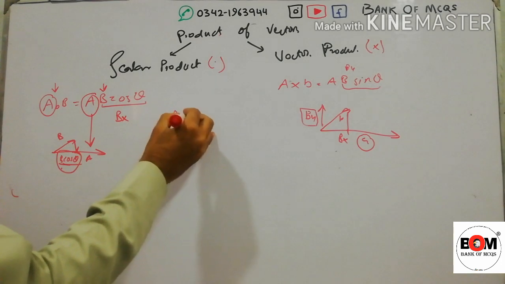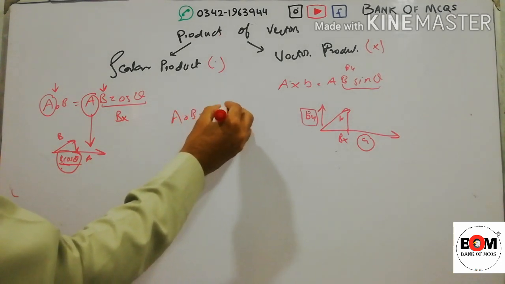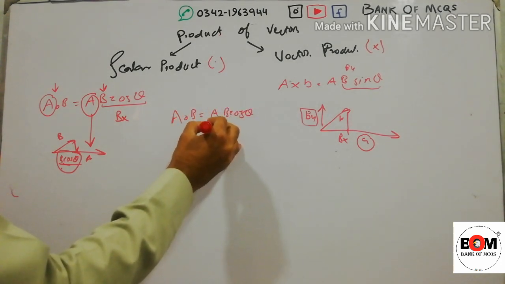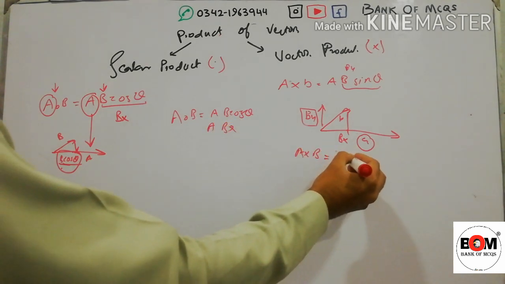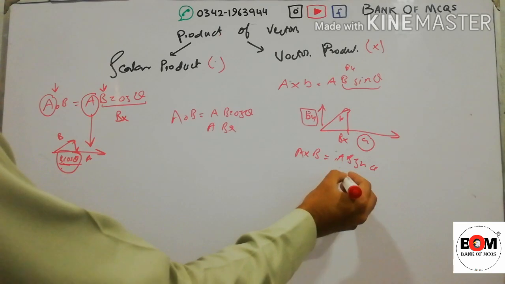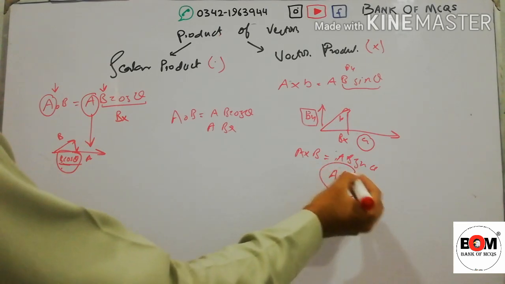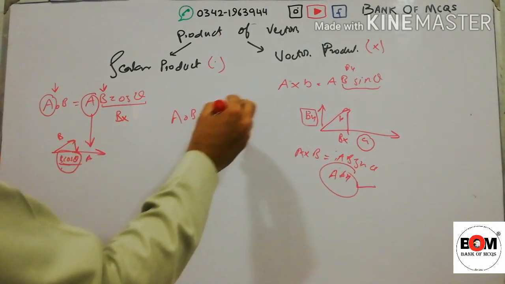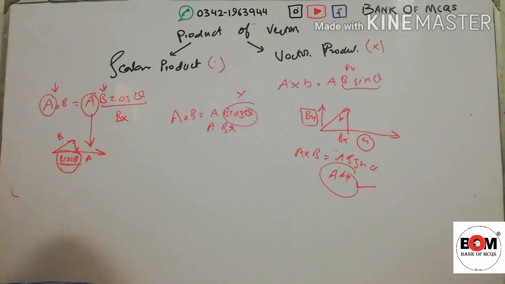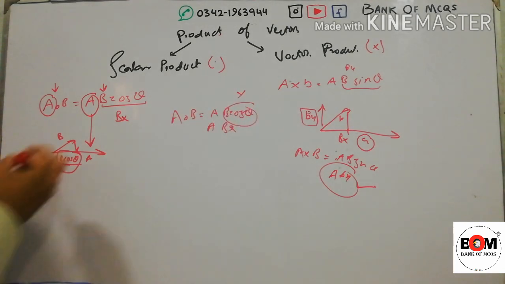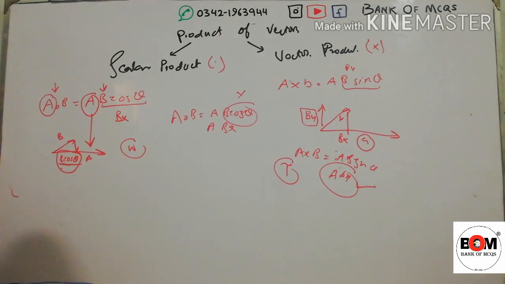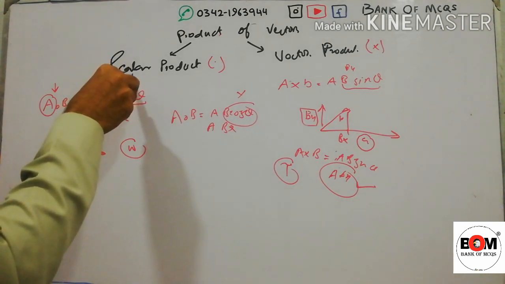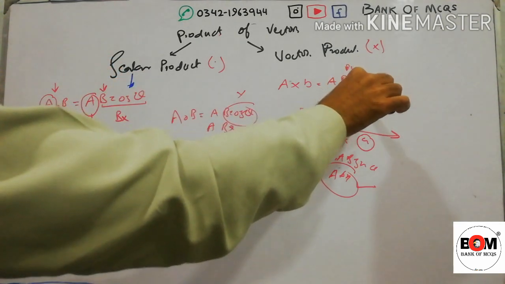So if they say a dot b, it means ab cos theta or abx, and a cross b is equal to ab sin theta or aby. So in this case we need the vertical component, in the other case we use the x component. An example of the dot product is work and an example of the cross product is torque. Now a question arises: in the scalar product why do we use cos theta and in the vector product why do we use sin theta?